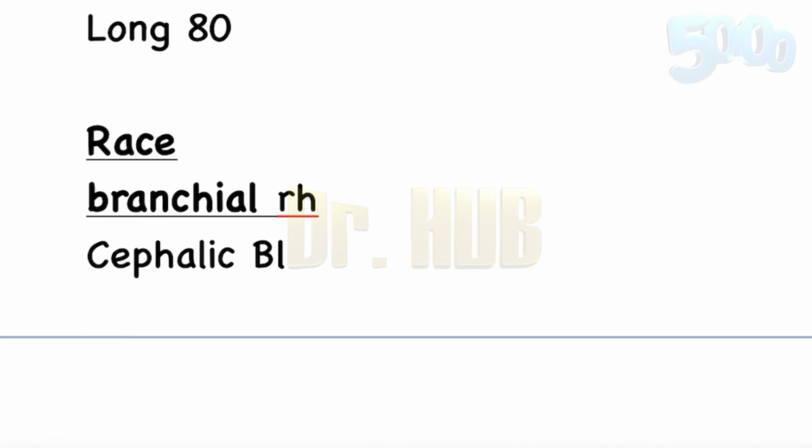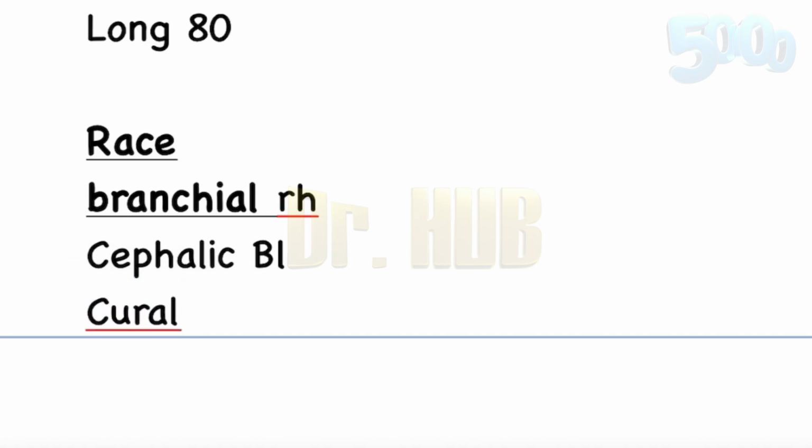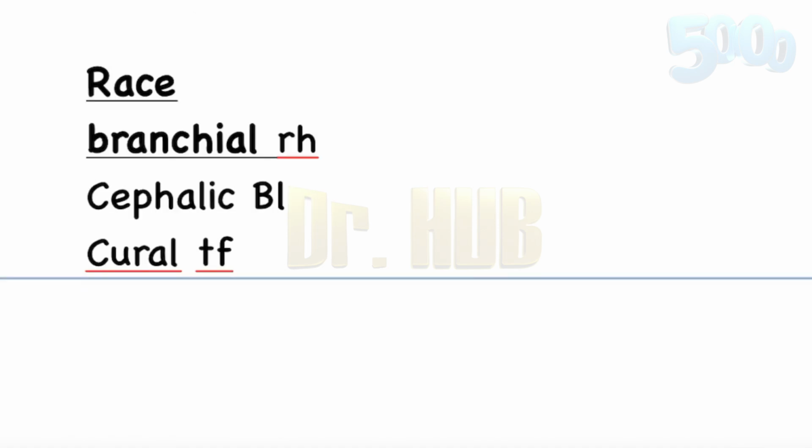Next we move on to the crural index. The crural index is the length of the tibia by the length of the femur. In brachial, it was the radius and the humerus, RH, and in crural it is the tibia and the femur, that is TF. All this is multiplied by 100 so that we get a percentage. Next is the humerofemoral index. It is basically the humerus by the femur, as the name suggests.